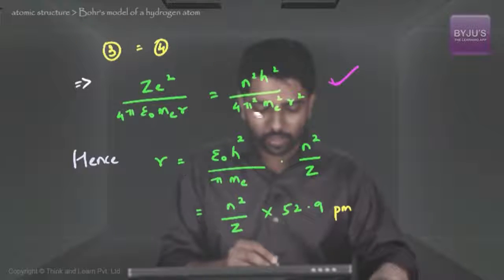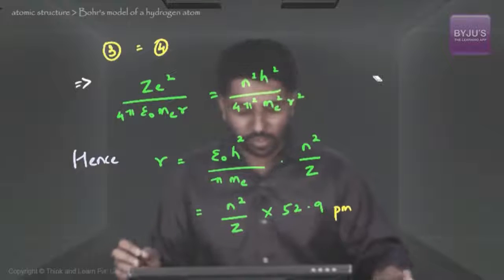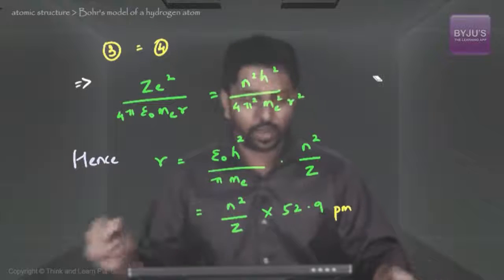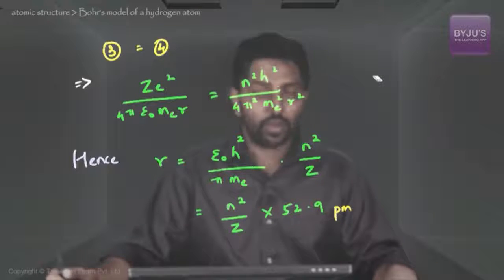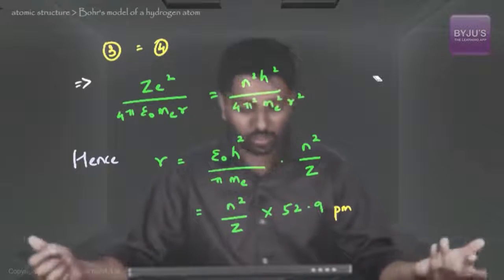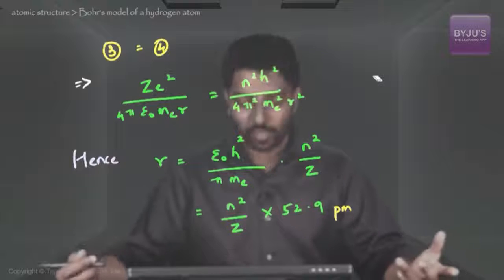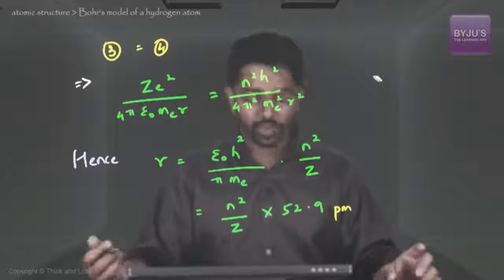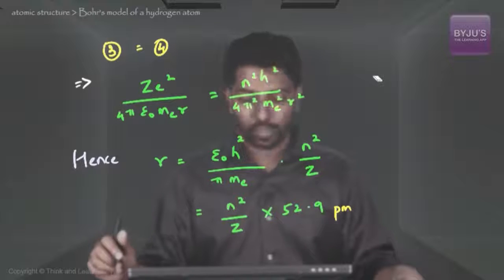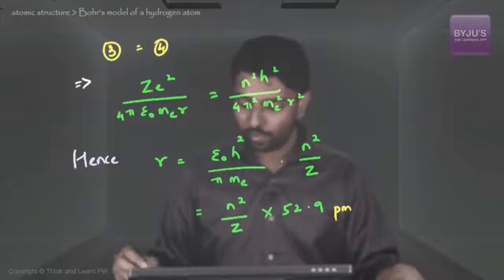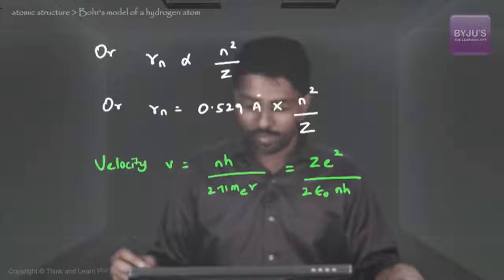All the others, if you look at them, are constants. So if you plug in the values of epsilon naught, which is the constant from electrostatics, h, which is Planck's constant, pi, and the mass of an electron, we get r equals n squared by Z into 52.9 picometers. So this gives us the value for the radius.